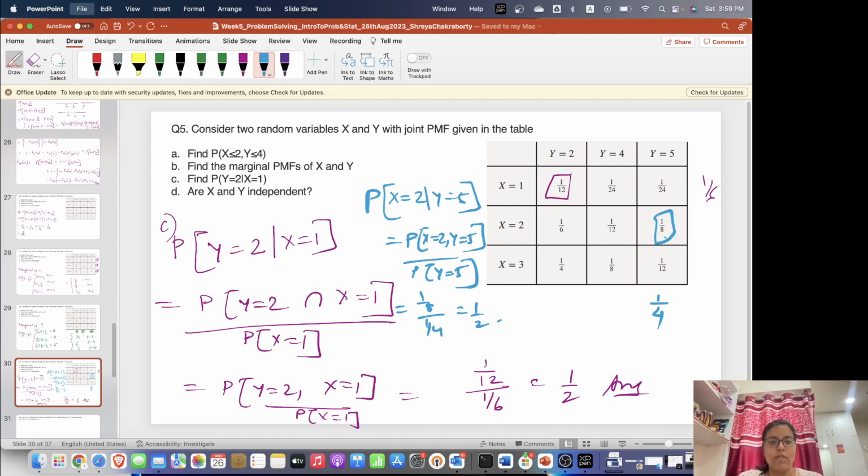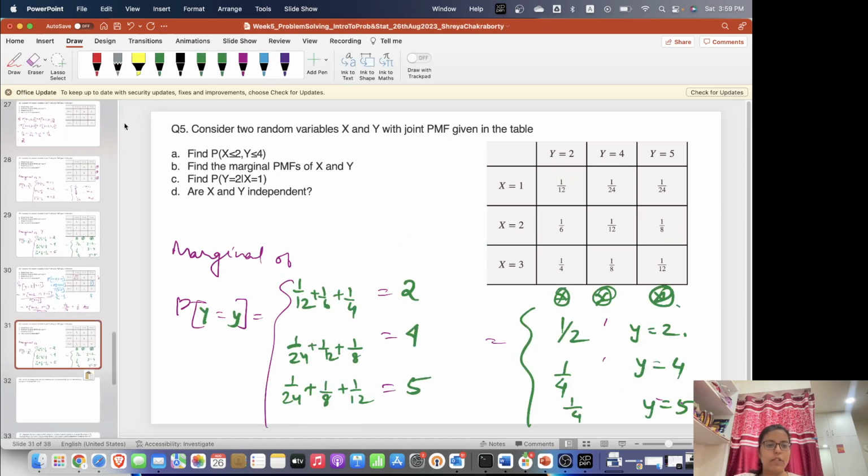Alright. Now we have to find out whether x and y are independent. So how should we do it?